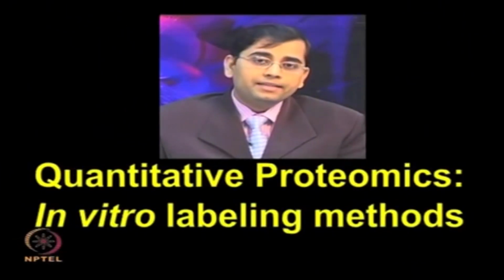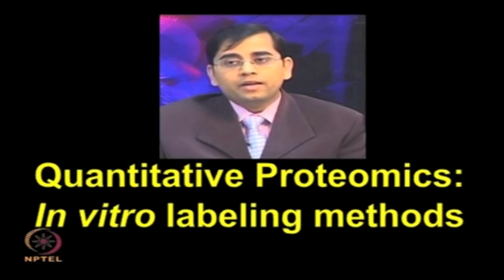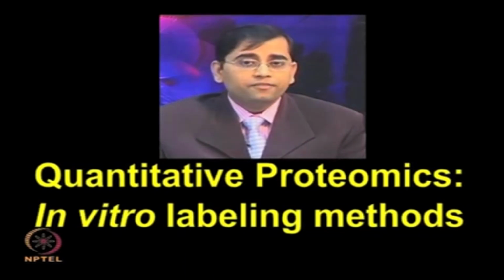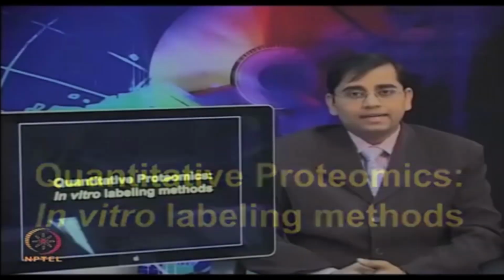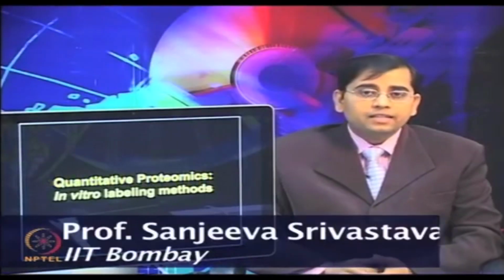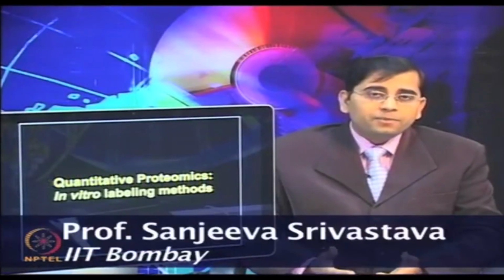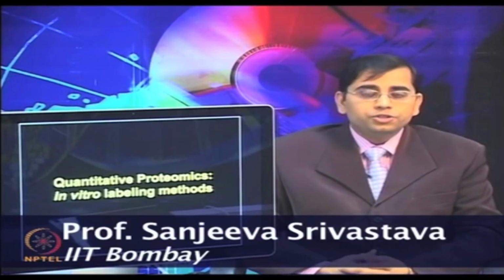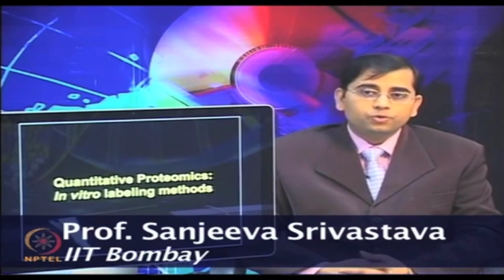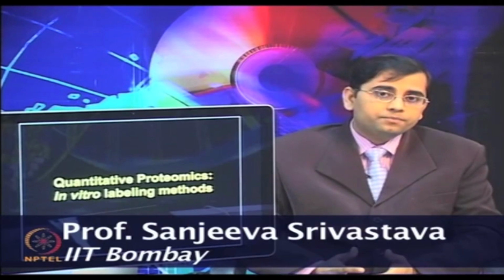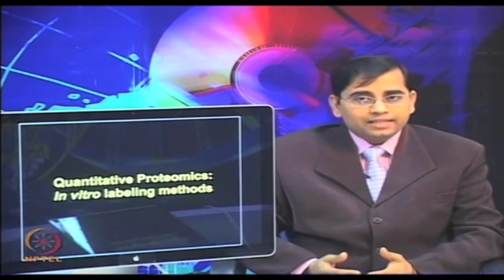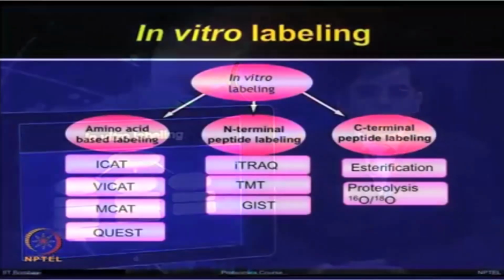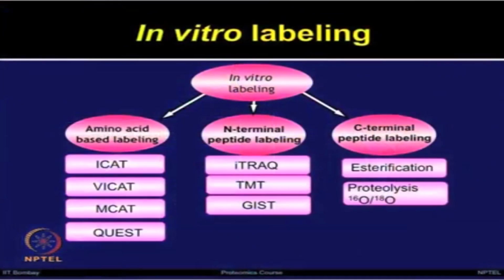The in vitro labeling methods rely on the use of labeling reactions at specific sites in proteins or peptides. Based on various labeling chemistries, different types of strategies have been developed to introduce isotopes at either the protein or peptide level, and these strategies we will discuss in the next slide. So, in vitro labeling can be of three different types: amino acid based labeling, N-terminal peptide labeling, and C-terminal peptide labeling.